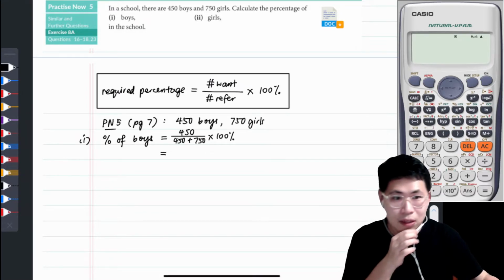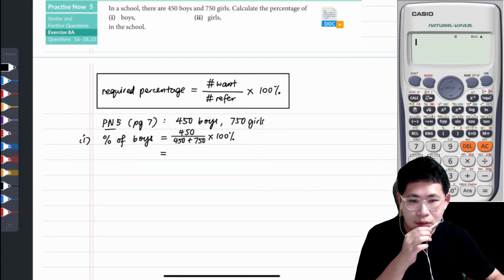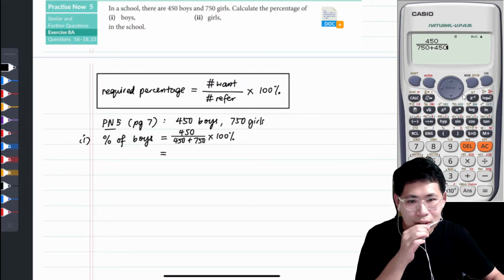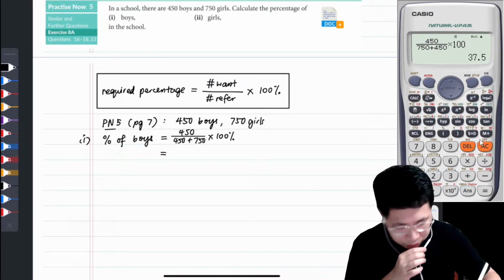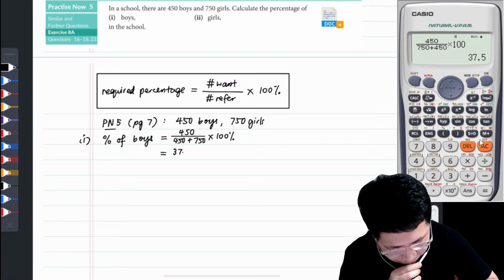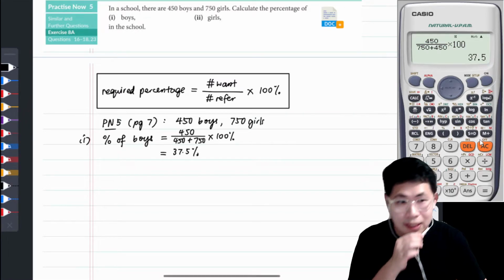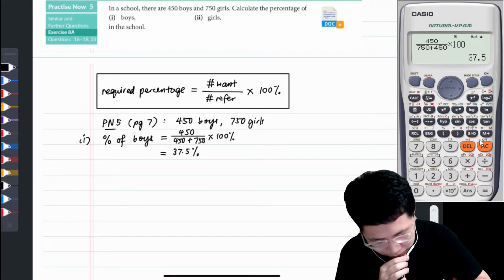So pop this into a calculator. We have 450 over 750 plus 450, multiply by 100%, gives us 37.5%. Okay, next for part 2.